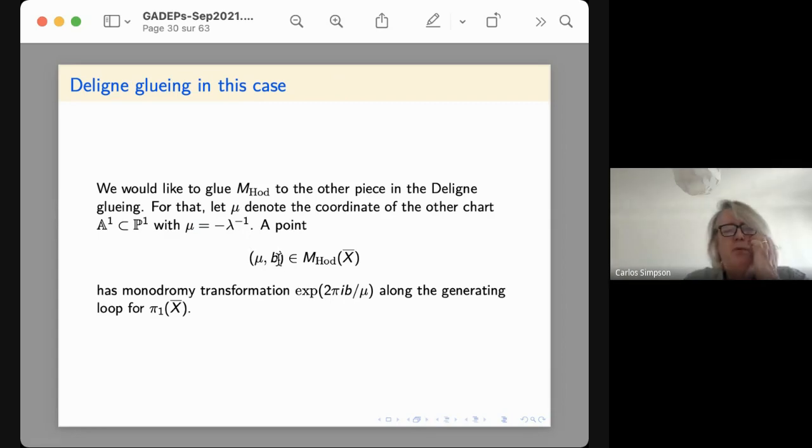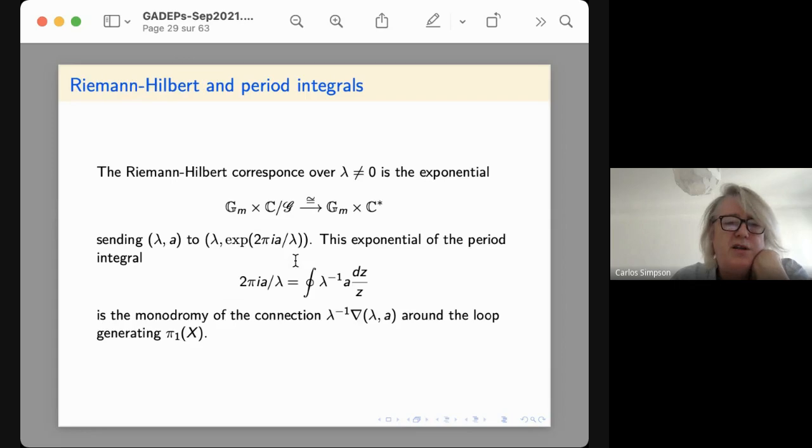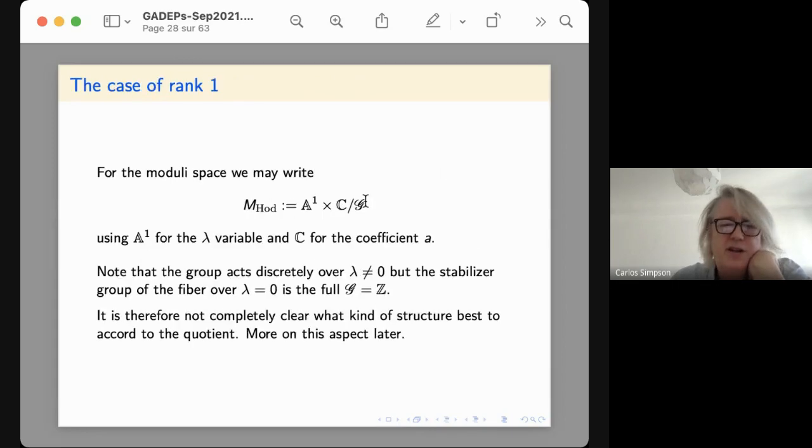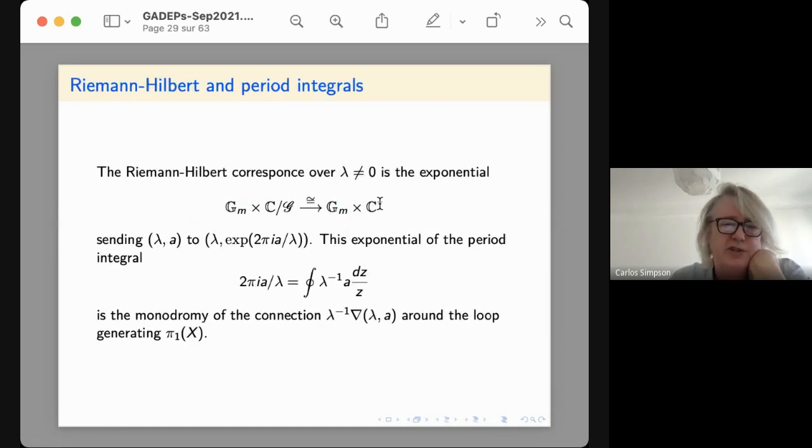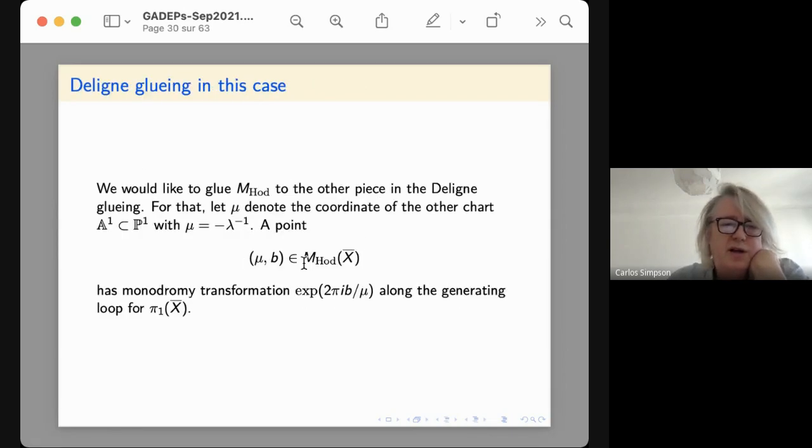And now if we have a point inside the Hodge moduli space, which if we recall was this thing, and we're also sort of ignoring the gauge group at some point here, then it's going to have a monodromy transformation, which is e to the 2 pi i B divided by mu, over the generating loop.